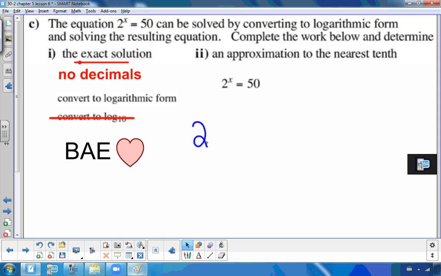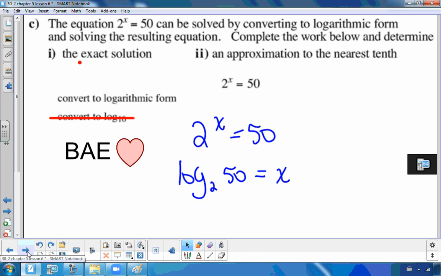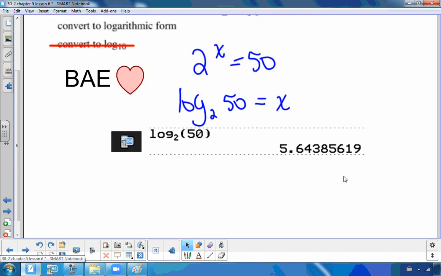So if I have 2 to the x equals 50, switching it to log form, B stands for base, A stands for answer, E stands for equals exponent. This is my exact solution using no decimals. So let's see how good my approximate solution was when I guessed over here. I guessed it to be about 5.7. So we'll see if I'm even in the ballpark. So put that into my calculator. Hey, not too bad. I got 5.6 as the approximate answer.